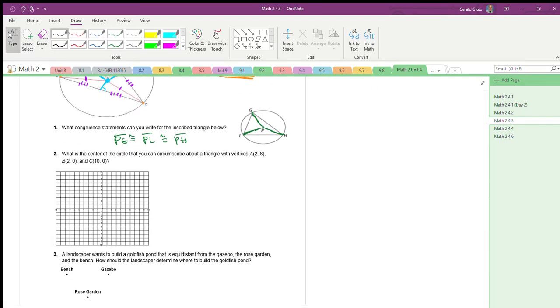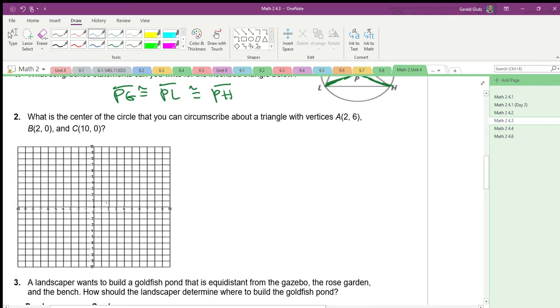All right, so example 2. What is the center of the circle that you can circumscribe about the triangle with vertices (2, 6)? So (2, 6), I go right 2, up 6. (2, 0), so right 2, and then (10, 0), so just right 10. So I'd have this triangle right here. If I wanted to circumscribe a circle around this triangle, so this was B, that was A, that's C, what would be the center of that circle?